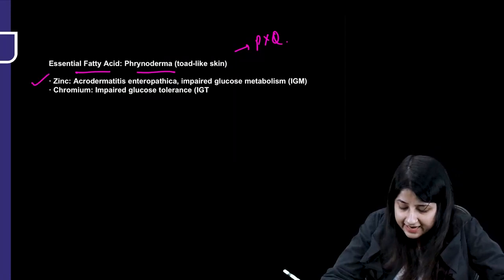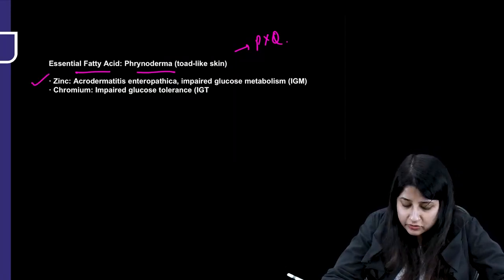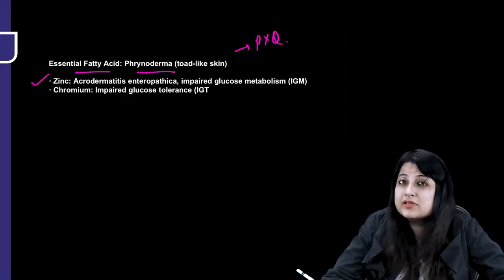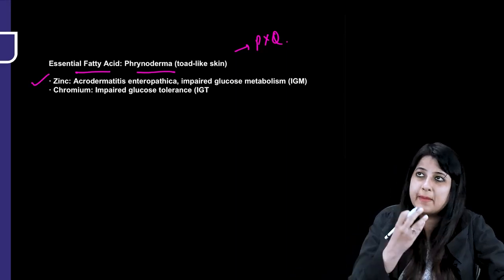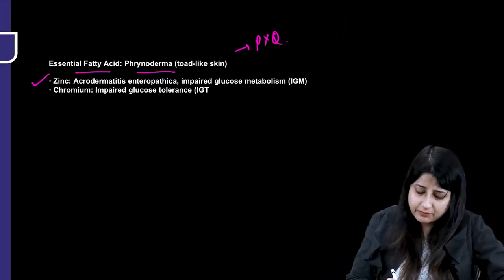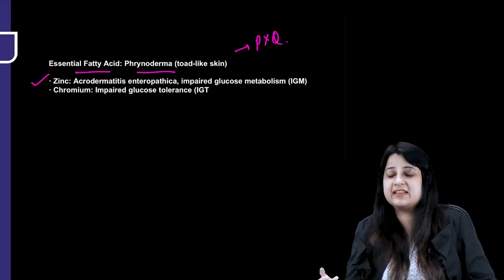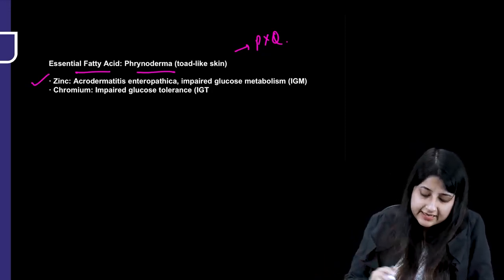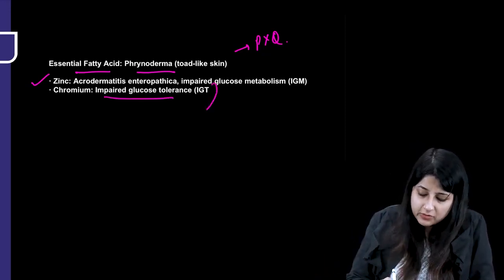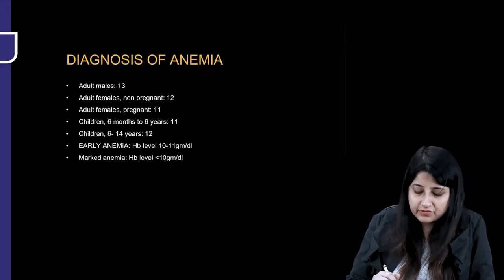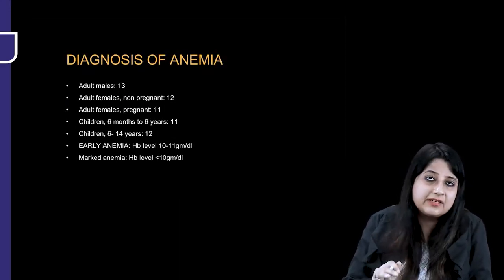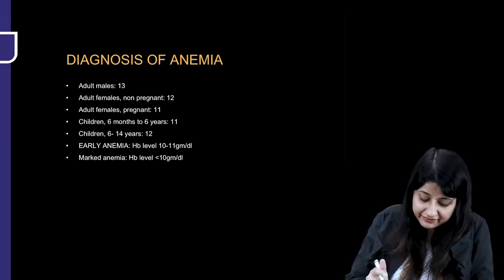Inherited deficiency of zinc will lead to acrodermatitis enteropathica, which is inflammatory rashes around the mouth. This is important. It occurs around the mouth and around the anal region. So these are certain things. Chromium deficiency also leads to impaired glucose tolerance. So that was about the vitamins and some important nutritional deficiencies.